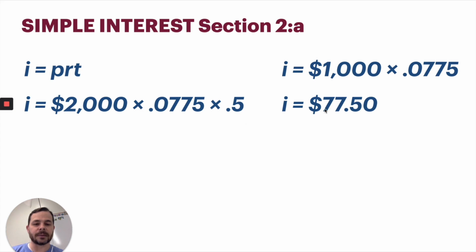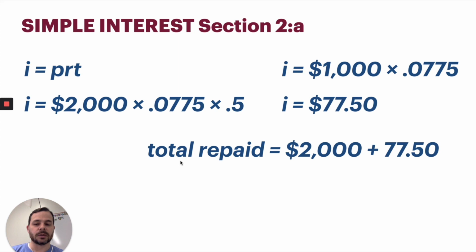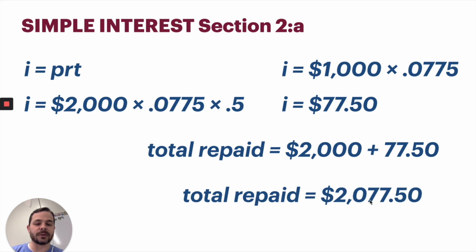Now I'm not done yet because I have the interest, but I need to add it back onto my principal. So total repaid is $2,000 plus $77.50. I add that together, and I would get $2,077.50. That's how much it actually cost me to take that $2,000 loan.